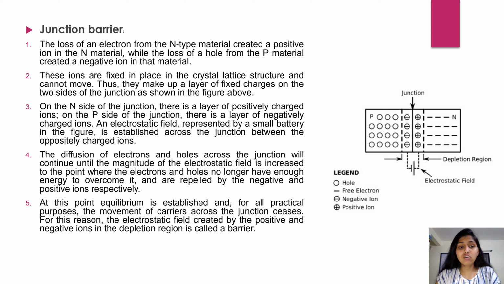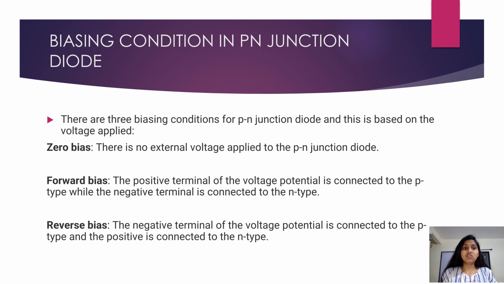The diffusion of electrons and holes across the junction will continue until the magnitude of the electrostatic field is increased to the point where the electrons and holes no longer have enough energy to overcome it. At this point, equilibrium is established and for all practical purposes the movement of carriers across the junction ceases. For this reason, the electrostatic field created by the positive and negative ions in the depletion region is called a barrier. So now we see the biasing conditions in PN junction diode.